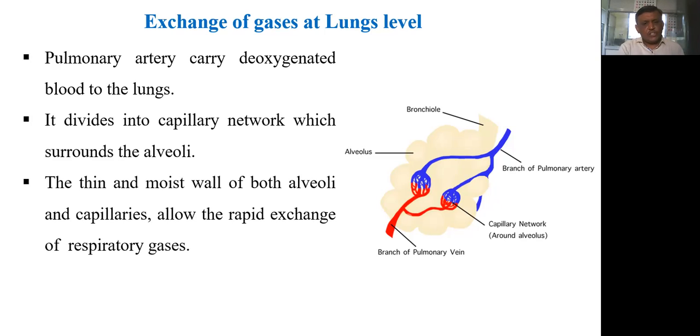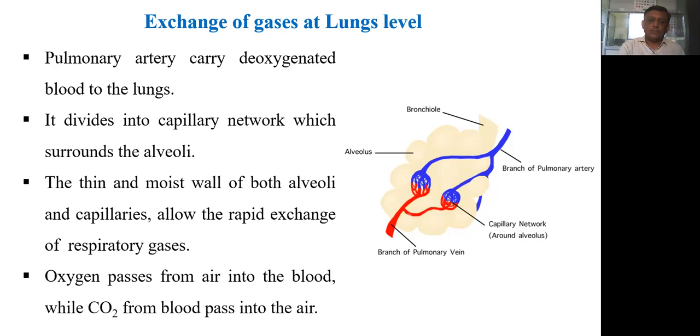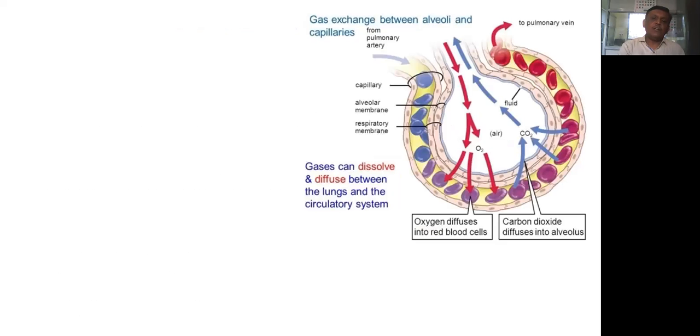The thin and moist walls of both alveoli and capillary allow the rapid exchange of respiratory gases. For example, oxygen passes from air into the blood, while the CO2 from the blood is diffused into the air. So that type of exchange between the blood and air takes place at this alveolar level. So oxygen passes from air into the blood, and CO2 from blood passes into the air.